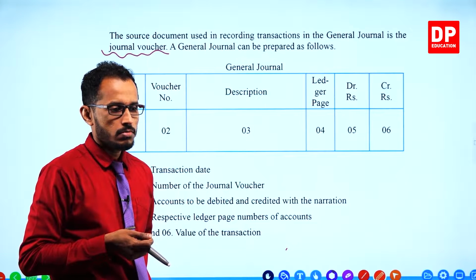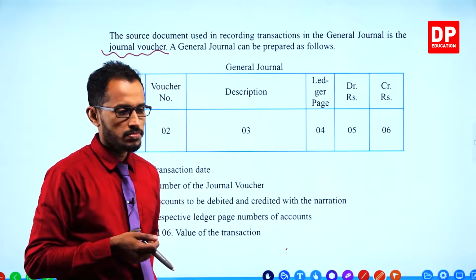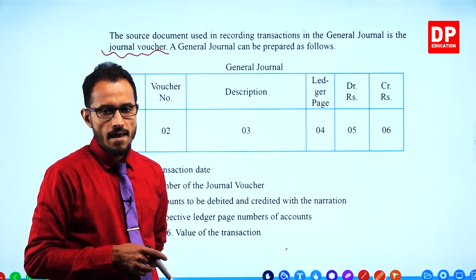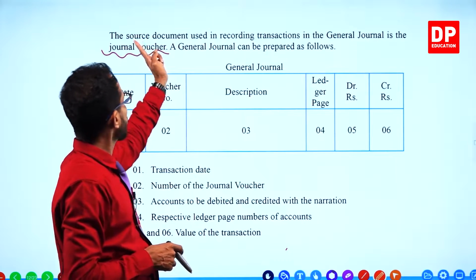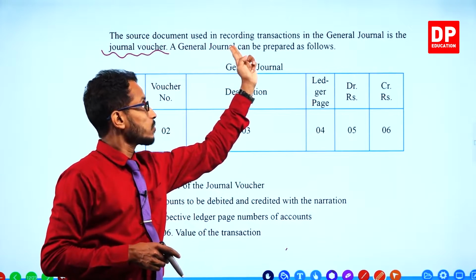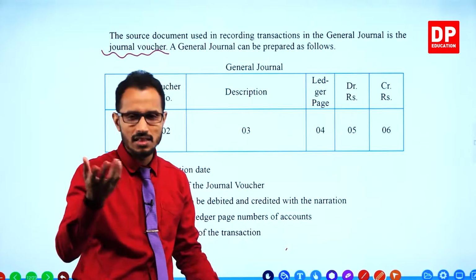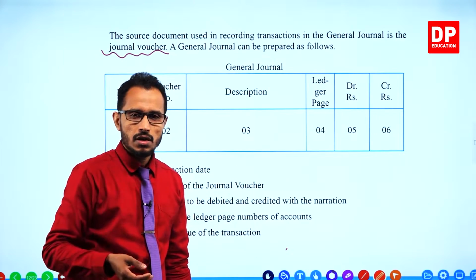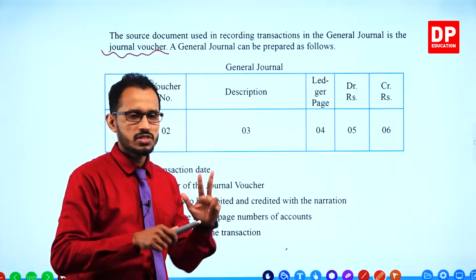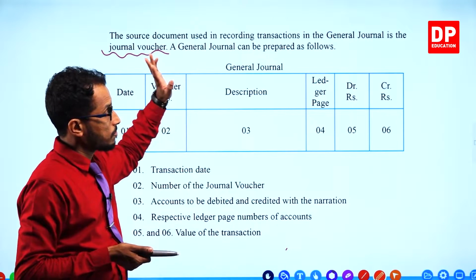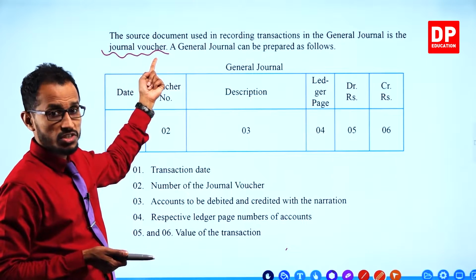Some papers, some years, have directly asked this question: what is the source document used in recording transactions in the general journal? Source document, the bill, like vouchers and invoices and receipts. What is the source document relevant for the general journal?